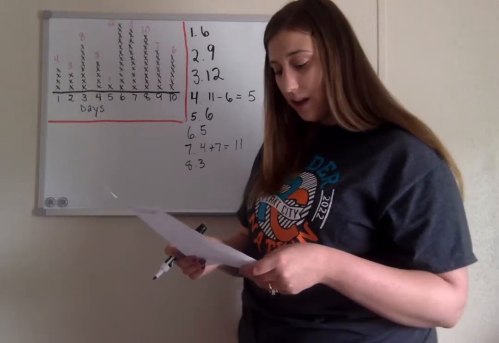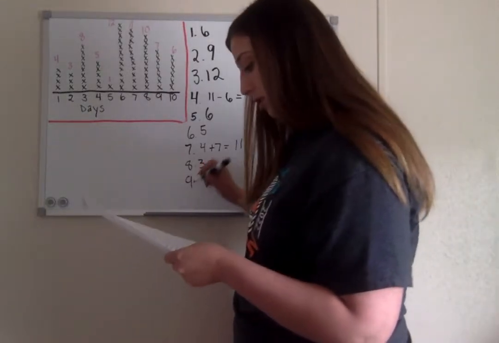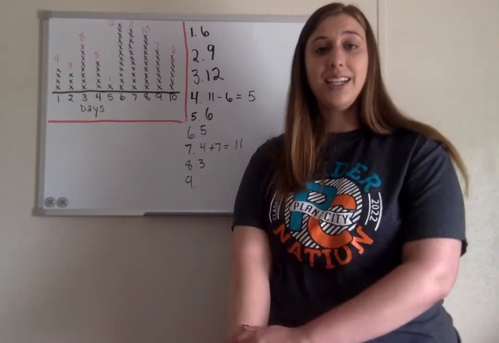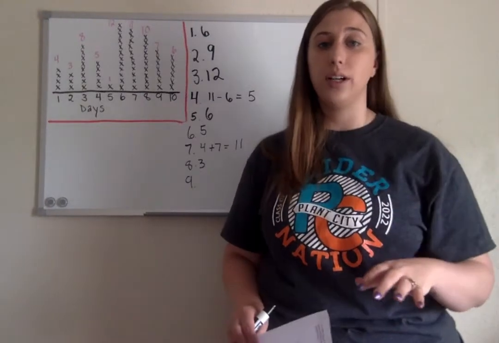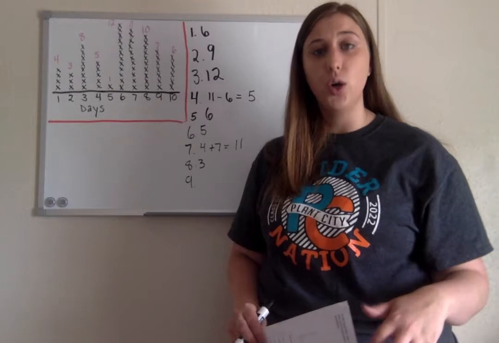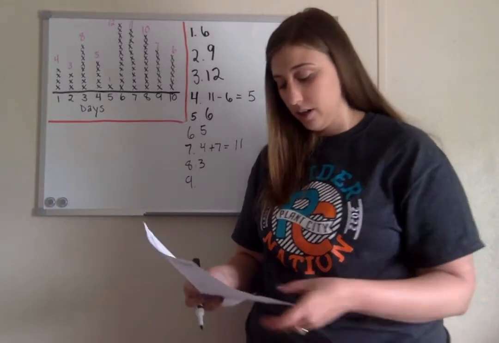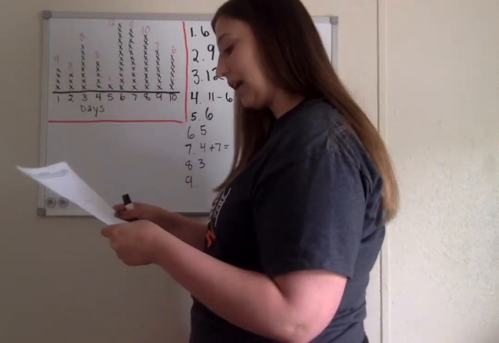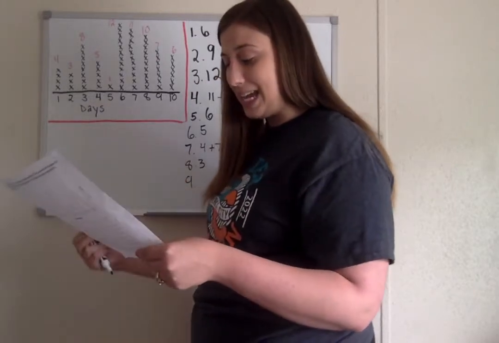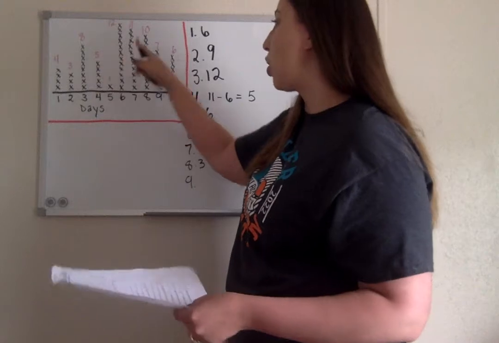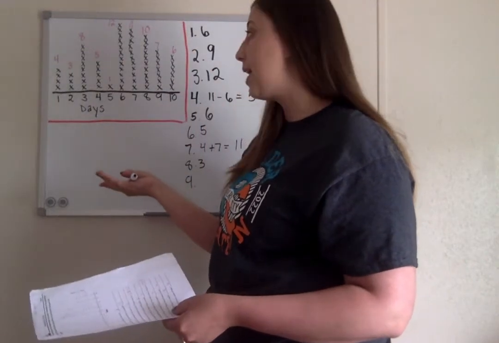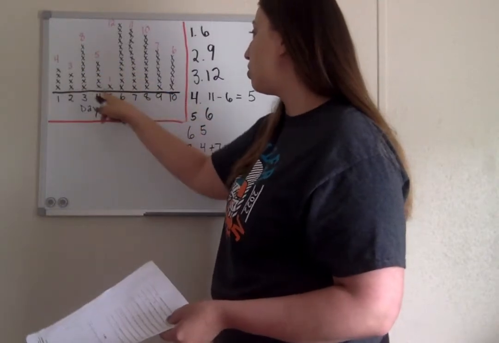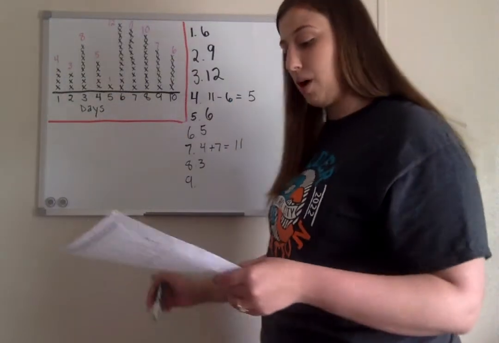Number 9. How many days did Tom sell fewer than 4 boxes of chocolate? Again, it's asking for how many days fewer than 4. So 4 is not being included in our answer. We just want to know fewer than 4. I'm looking at which totals are less than 4 and seeing how many days that happens. I'm counting 1 day, 2, and that's it. Those are the only 2 days where we sold less than 4 boxes of chocolate.